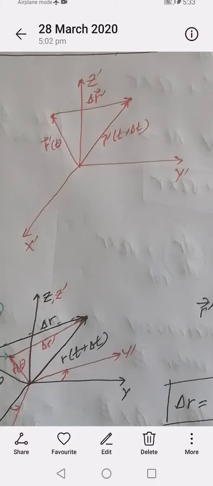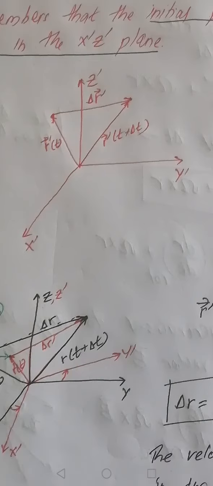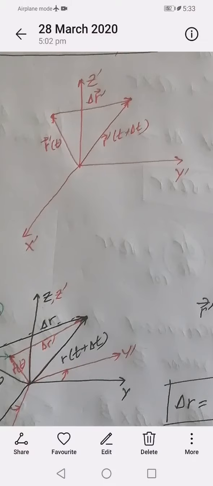So therefore, in the construction, r prime of t plus delta t is the same as r of t plus delta t, and delta r prime is the displacement in the rotating frame. Okay, what we want to know is whether the displacement in the inertial frame and the displacement in the non-inertial frame will be the same. That is our first interest.